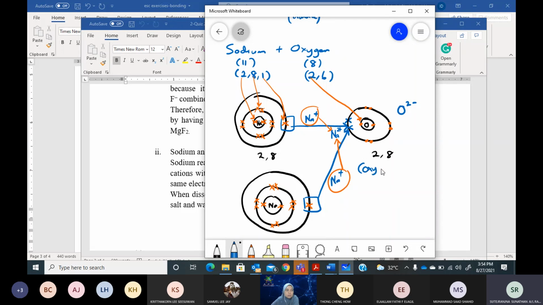For the explanation, we still have to explain, right? No need, either one only. Either the diagram or the sentence. Which one you prefer?